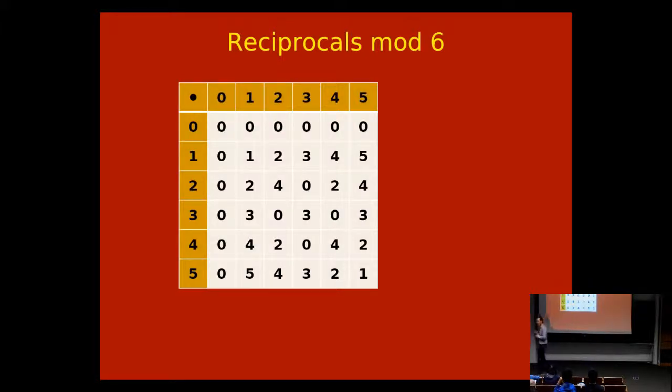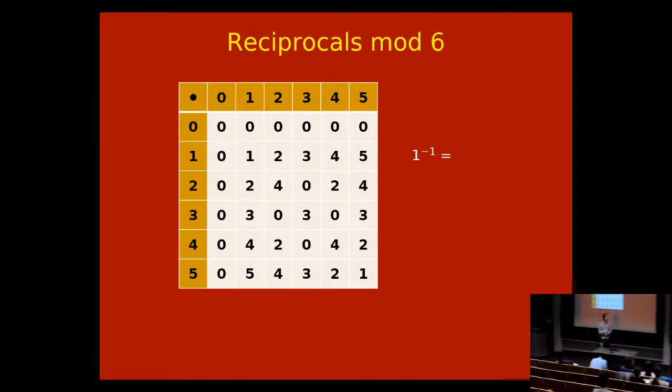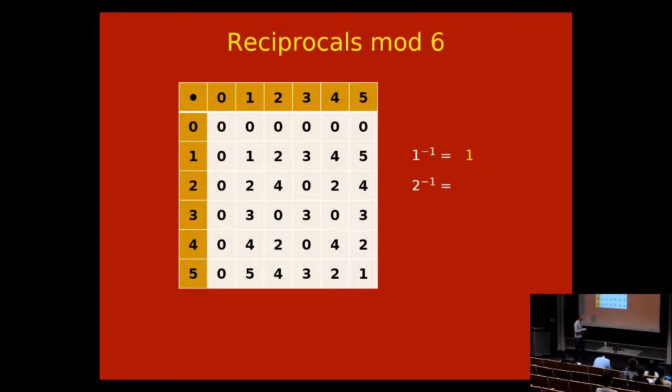But let's go to mod 6, and we'll see there's a bit of an issue. You can see it already, probably. We're like, OK, the inverse of 1 is going to be 1. The inverse of 2 is, now we're stuck. It's undefined. There is no number you can multiply by 2 to get 1. There is no inverse to 2. That's it. Sorry. There's no inverse to 2.